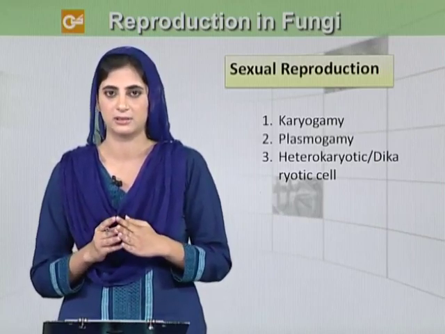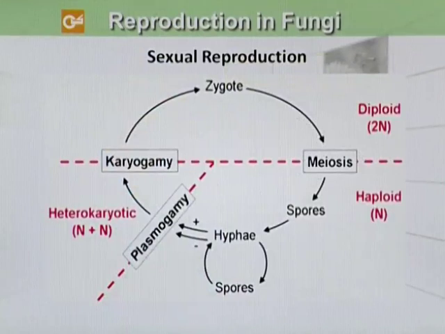We can see that when spores are produced, which are haploid, they produce hyphae or spores, and in these hyphae or spores plasmogamy occurs, and heterokaryotic conditions can also be obtained. After some time, when karyogamy occurs, the 2n number is achieved in the zygote, which in turn undergoes meiosis and forms spores, and thereby helps in sexual reproduction.